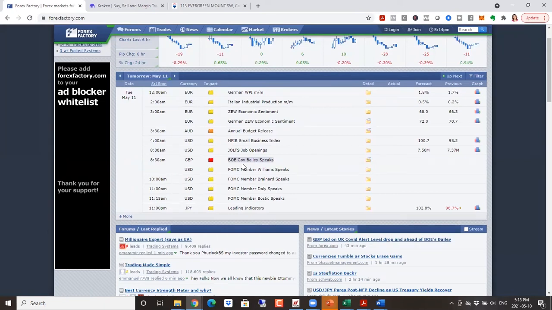So this is where the pound has been strong because of Bank of England talking about tightening. So any sort of comments in regards to tightening of monetary policy or any forward guidance from Bank of England will actually be positive for the British pound. So we'll keep an eye on that.